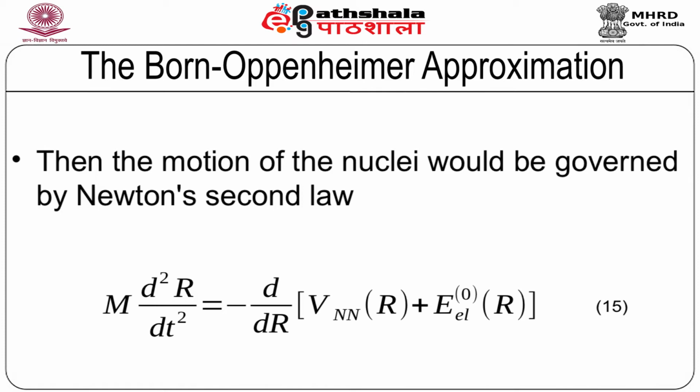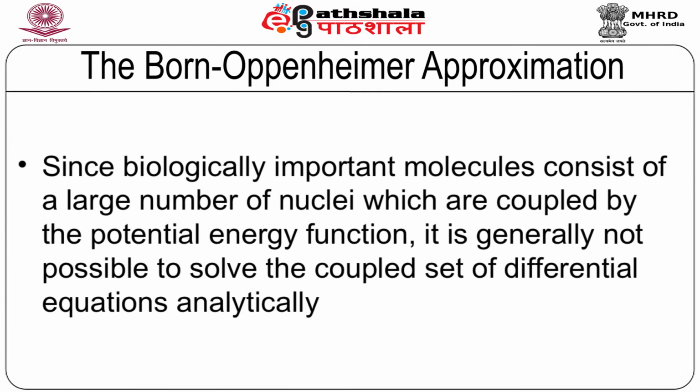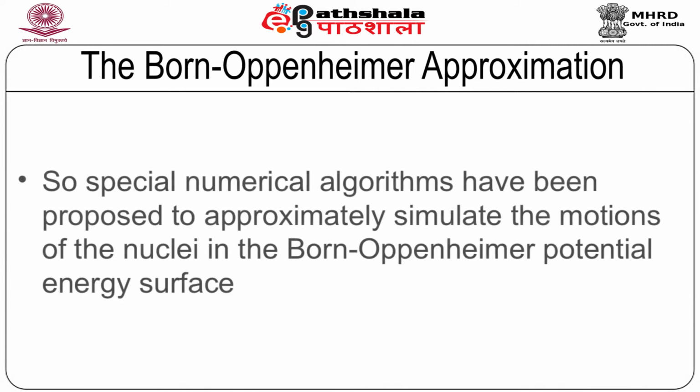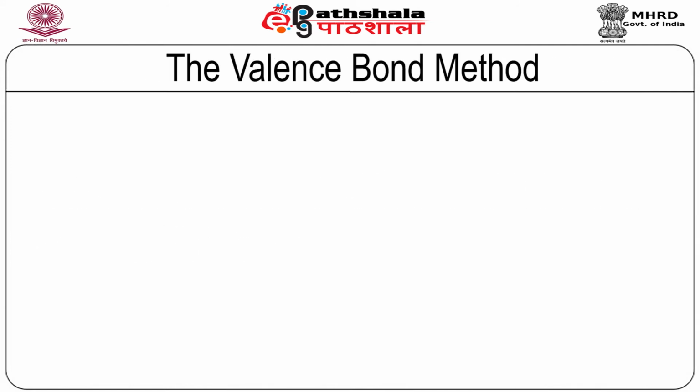of VNN R plus EL0 R. Since biologically important molecules consist of a large number of nuclei which are coupled by the potential energy functions, it is generally not possible to solve the coupled differential equations analytically. So, special numerical algorithms have been proposed to approximately simulate the motion of the nuclei in this Born-Oppenheimer potential energy surfaces. So, let us now go over to the valence bond method.